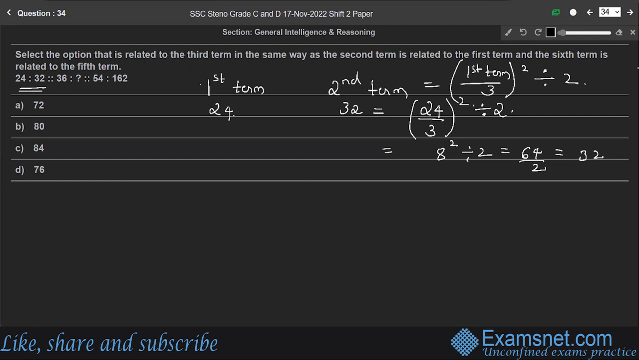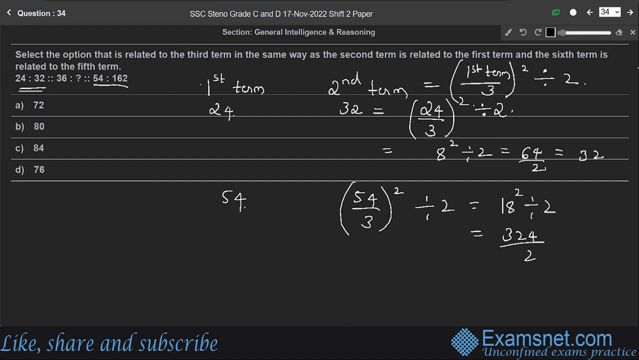Very simple logic. So, considering the fifth and sixth terms, let us verify it. 54 is the fifth term. Its next term is 54 by 3. According to the logic, it is 54 by 3, the whole square divided by 2. 54 by 3 is 18. 18 square by 2. So 18 square is 324, am I right? By 2, is equal to 162. Therefore, the answer is verified.